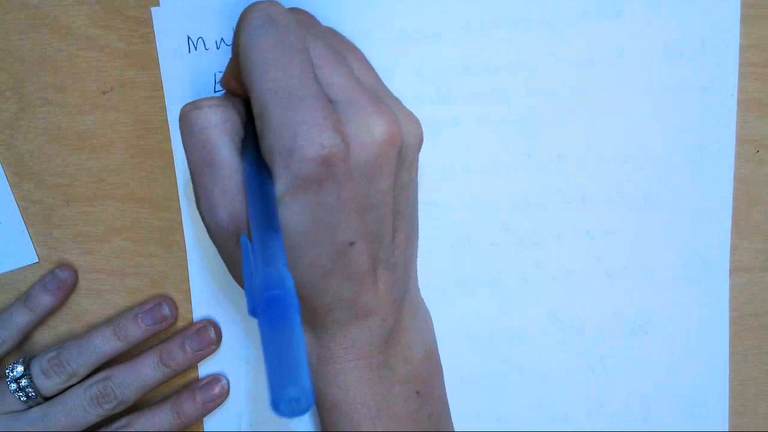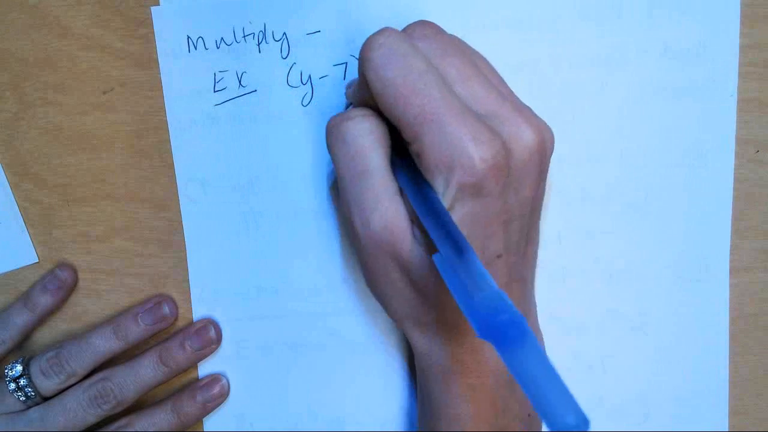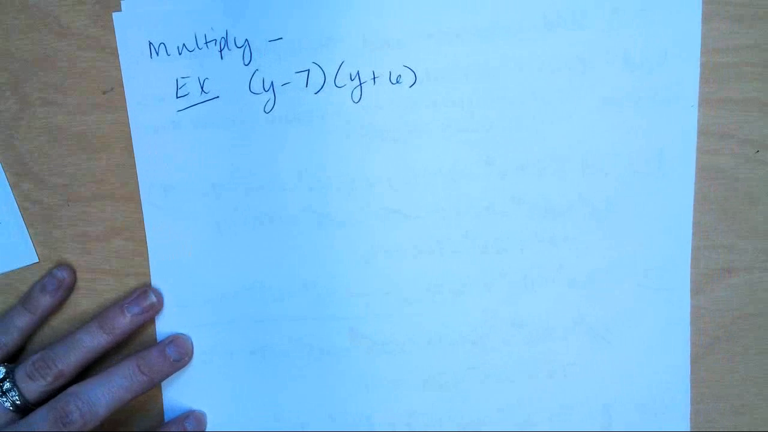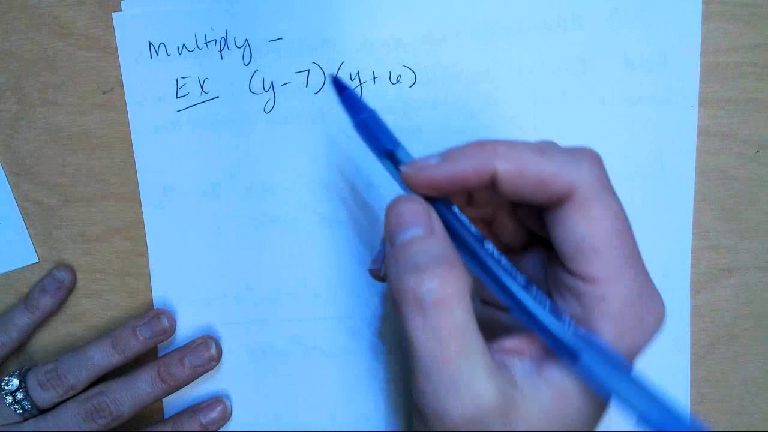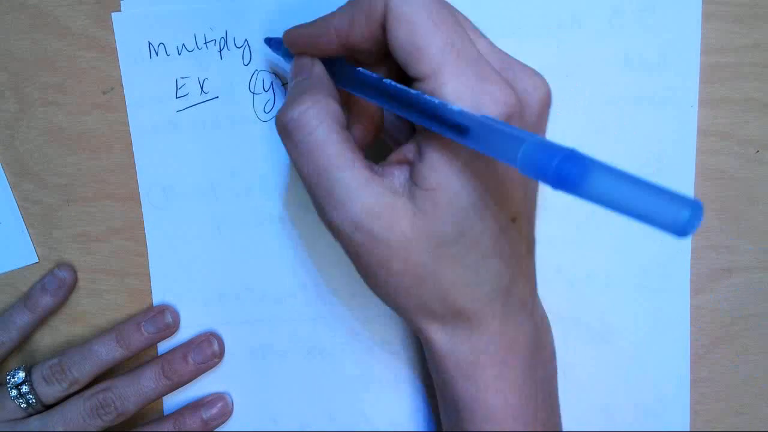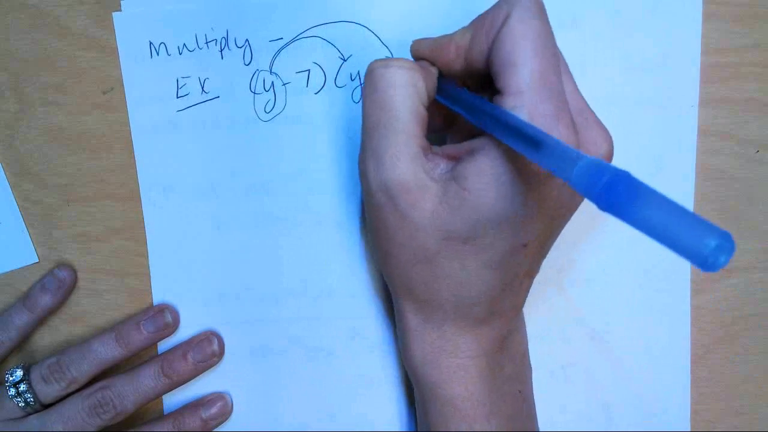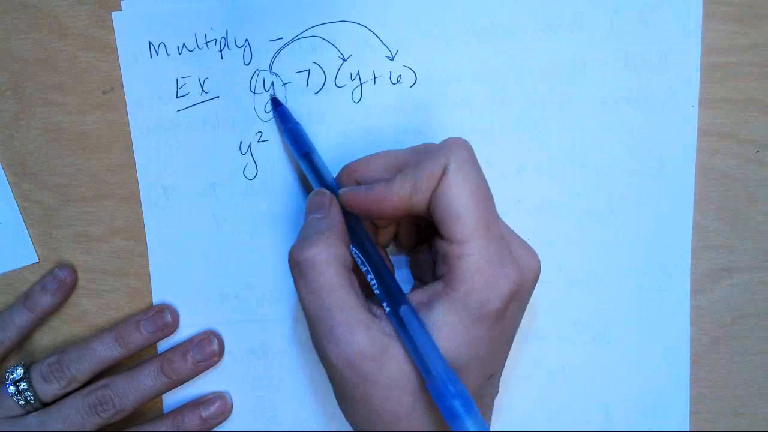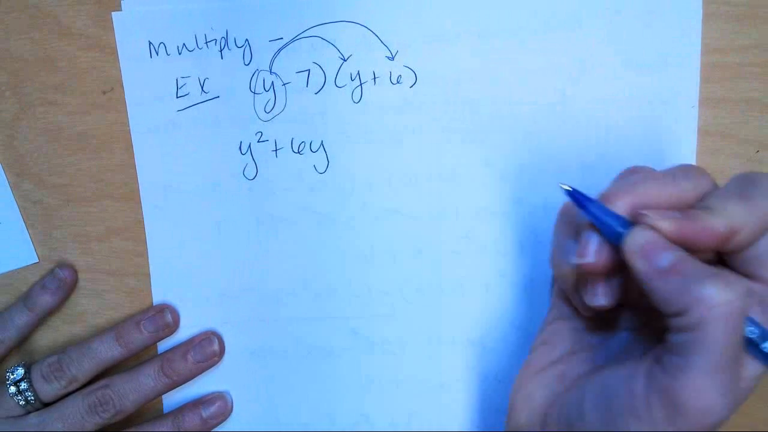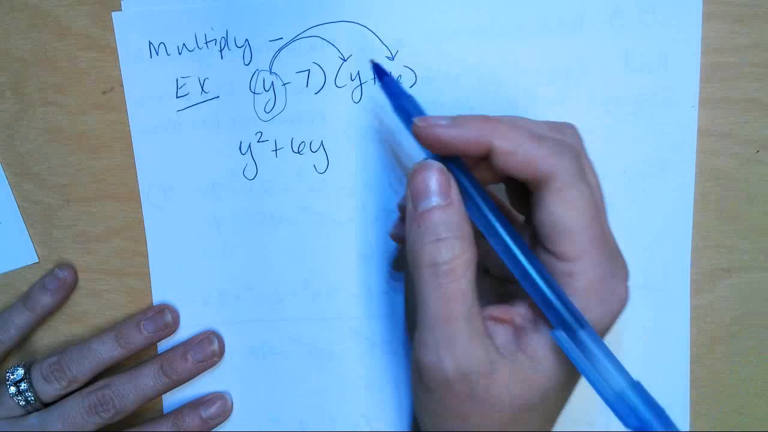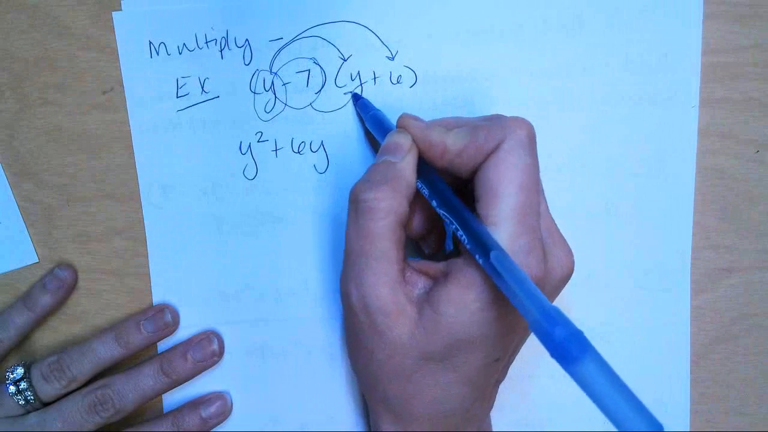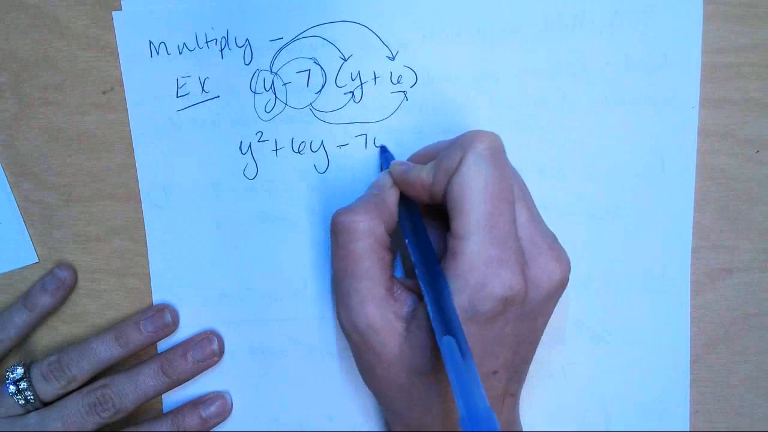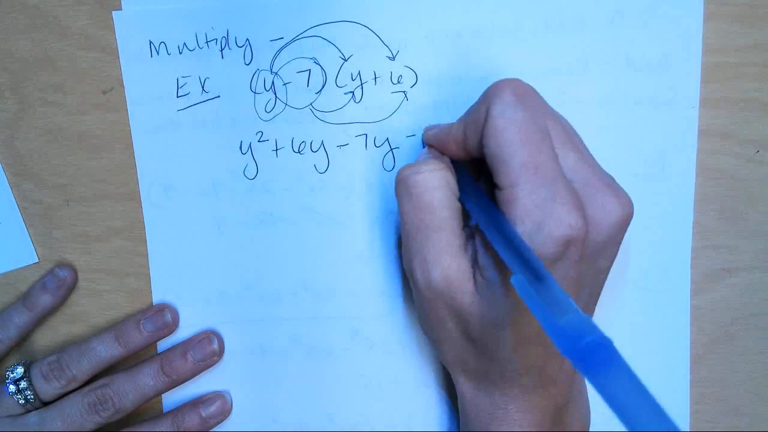Let's start with a 2 by 2 example. Y minus 7 and y plus 6. And multiply these together. So we're going to take this first term, which is y, and we're going to distribute it to both terms in the second parentheses. So y times y would be y squared. Y times 6 is 6y. And then we take the second term, which is negative 7. We're going to distribute that to both terms. So negative 7 times y would be negative 7y. Negative 7 times 6 is negative 42.